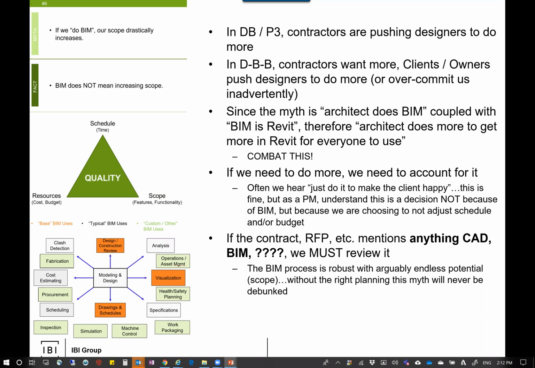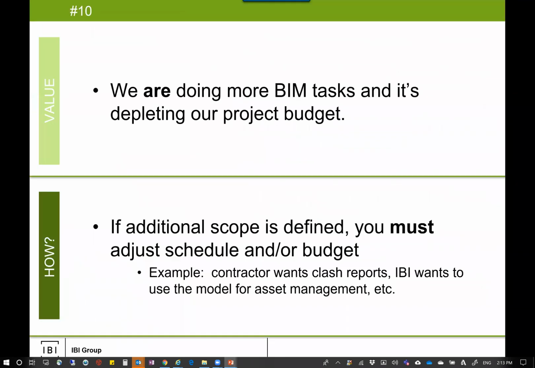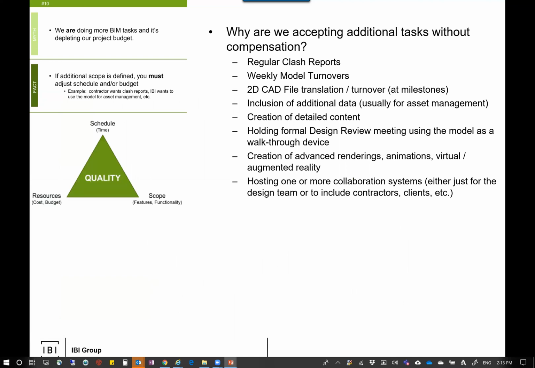But if the contractor said to me, Brent, you're the architect, I want you to coordinate the temporary work subtrade and the structural designer, I'd say, yep, I can definitely do this. Here would be the price. And have the dialogue. I wouldn't just say, okay. Very important. We are doing more BIM tasks, and it's depleting our budget. Of course you are. Again, scope, schedule, budget. I'm going to keep harping on that. These are some of the tasks that occur.